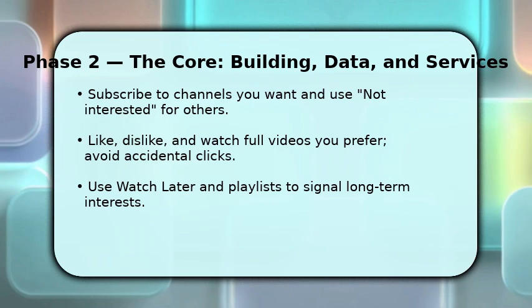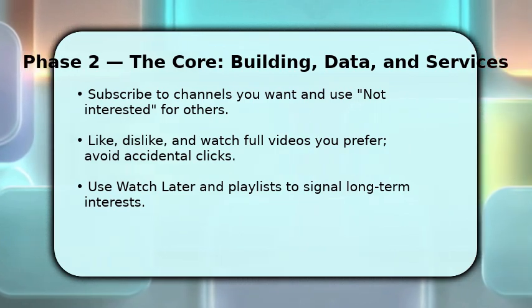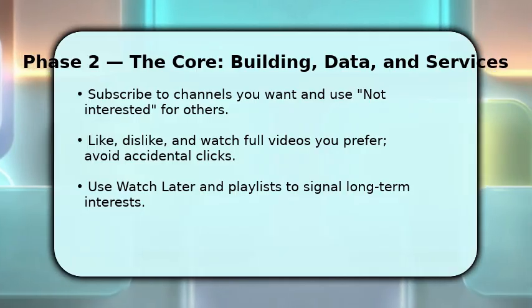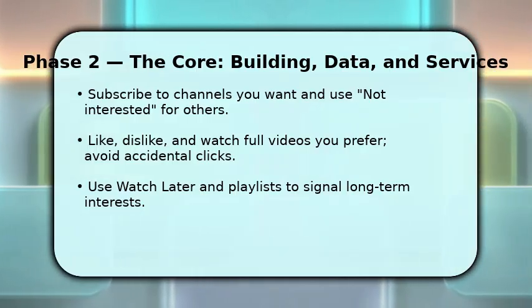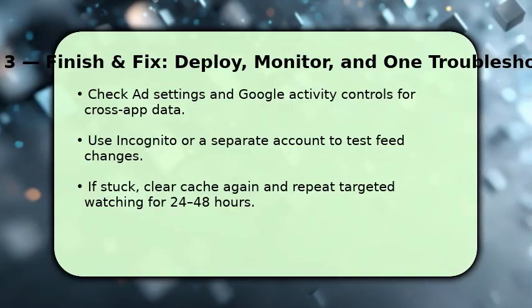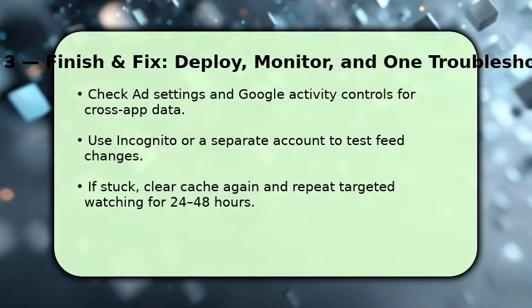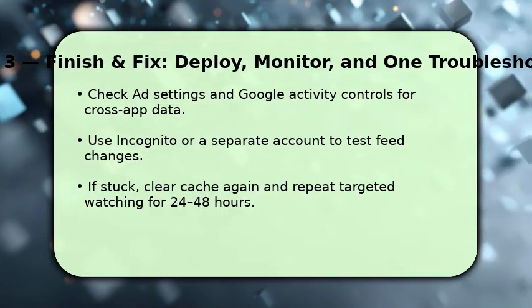Finish by verifying cross-account influences. Inspect Google activity and ad settings so external data doesn't reintroduce bad recommendations. Once done, test changes in incognito or with a fresh account to confirm the feed reflects your choices.